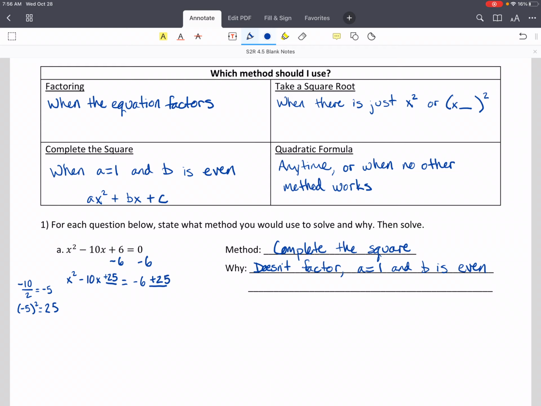And now that I have a perfect square trinomial, we can rewrite it as a squared binomial. And this would become x minus 5 squared. You can double check: if you distribute x minus 5 times another x minus 5, you get x squared minus 10x plus 25, and that equals 19. Now we can take a square root. X minus 5 equals plus or minus square root 19. And now we can just add 5 to both sides.